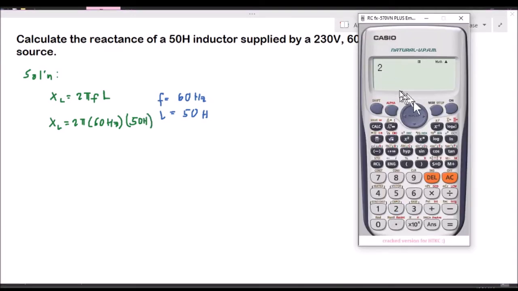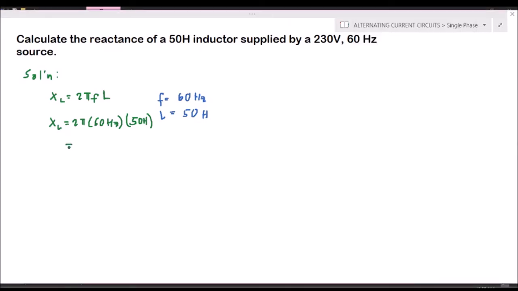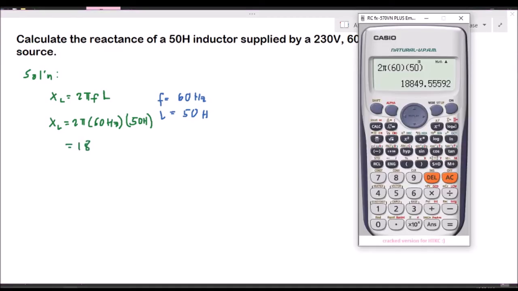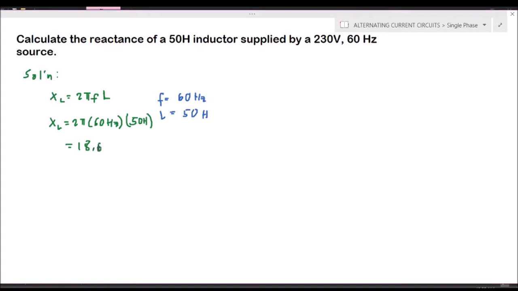Let's solve that using our calculator. 2 pi times 60 times 50. Then the answer will be 6000 pi. We could extract this as 18,849.56 ohms, and this will be our answer.